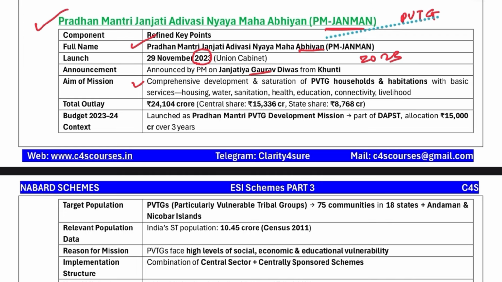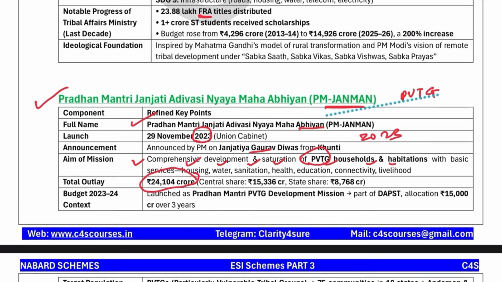As I said, the aim of the mission is comprehensive development and saturation. Again, here we are doing saturation only. Whatever schemes were present, we want to enhance the reach of those schemes to these ST people, and in Janman, particularly the PVTGs. PVTG households and habitations with basic services including housing, water, sanitation, healthcare, education, connectivity, and livelihood.